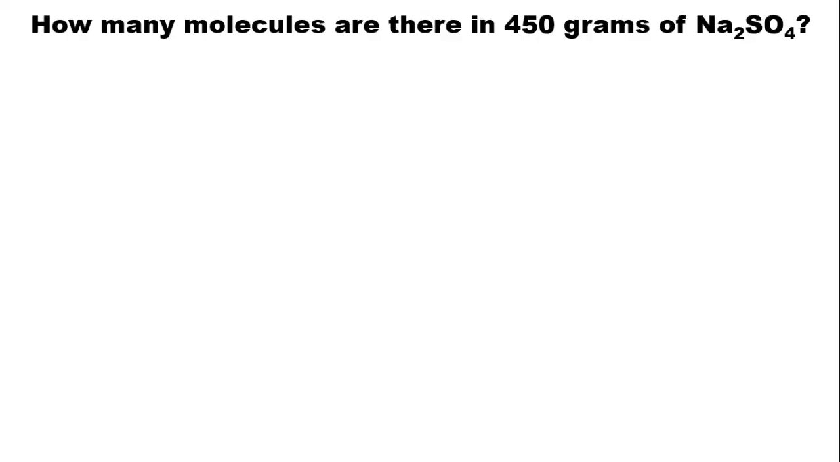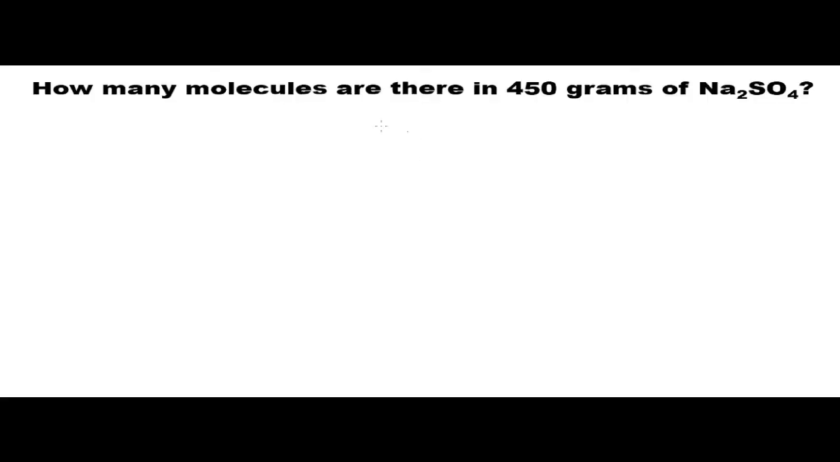So how many molecules are there in 450 grams of Na2SO4? In this problem, we are asked to solve the number of molecules given the grams. So the first thing that you should get is the molar mass. Na2SO4 is sodium sulfate. So Na, S, and O.